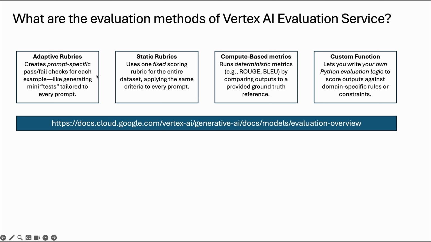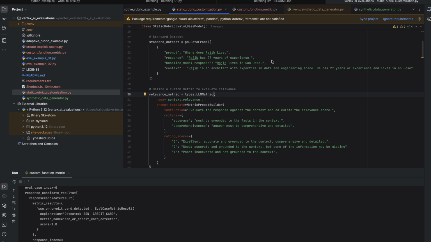We saw an example of how we can create adaptive rubrics with Vertex AI evaluation services. Now we will see an example of how we can create or customize a static rubric, and also how we can create a custom function to evaluate agentic outputs. So these are the two things that we'll take a look at now. Let me go to my PyCharm IDE.